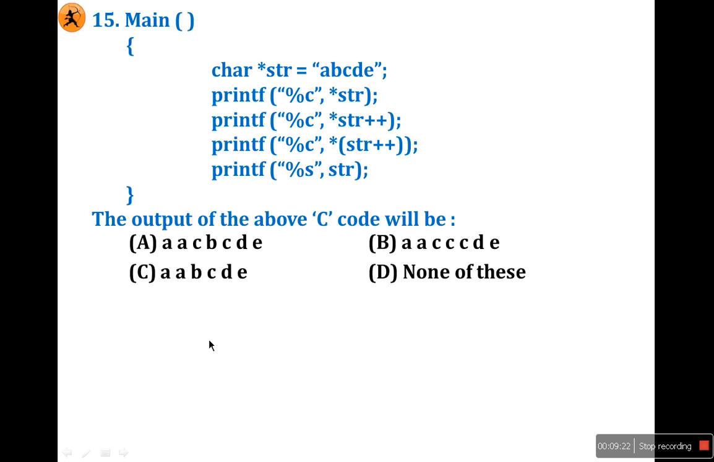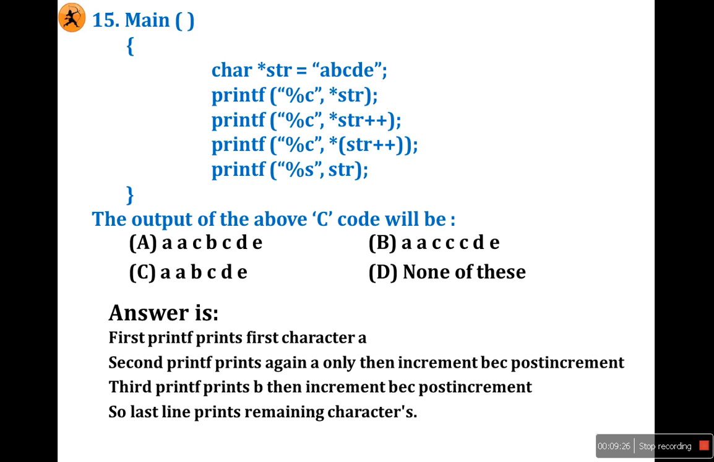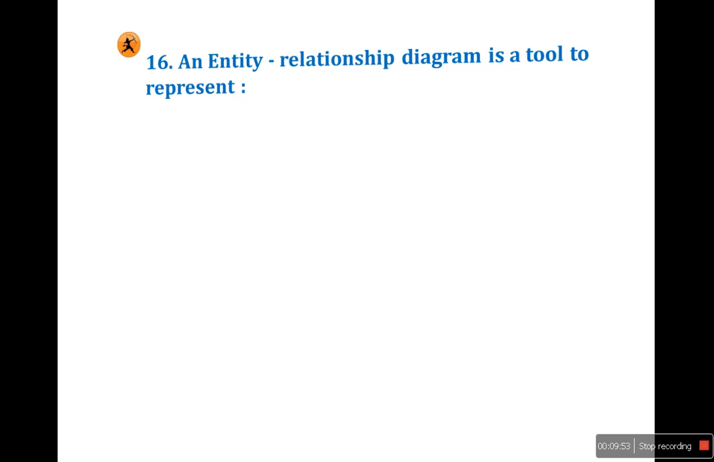In UGC NET you have enough time, no problem. So for this, first printf prints character A, second printf again prints character A and post increment, third it is B and post increment. So option is C. I hope you understood this question. It's looking difficult, but you need to solve it one by one statement. Then we will go for 16th.